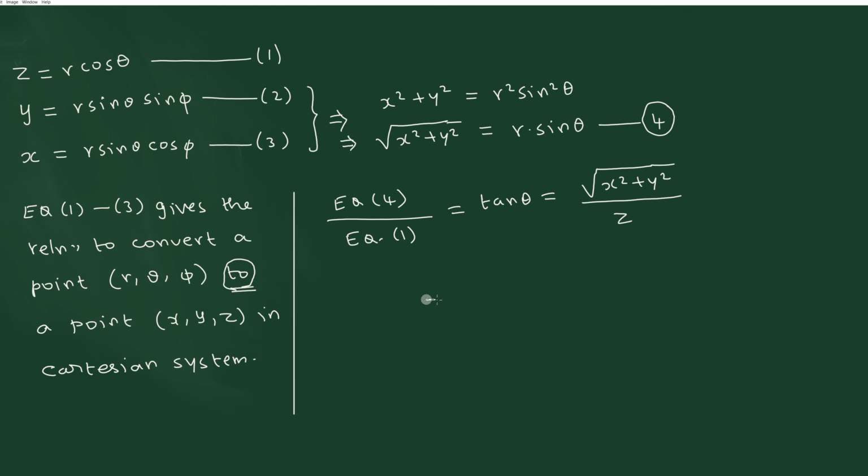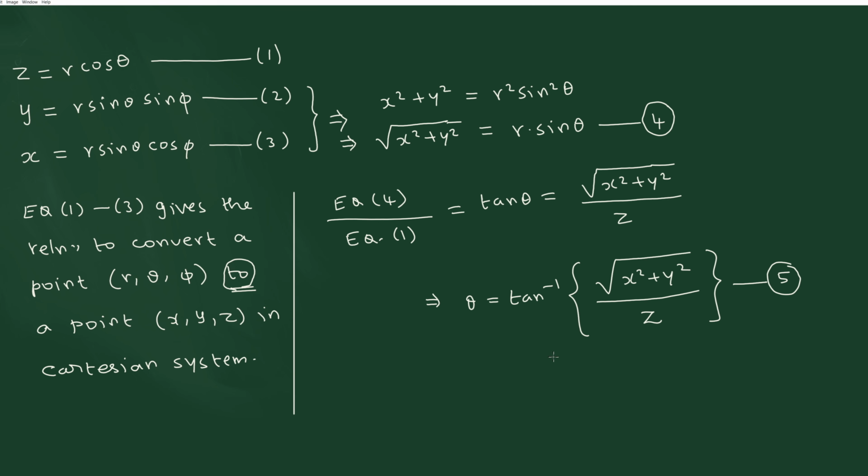So that gives you theta equal to tan inverse of... So this will be equation number 5. Equation number 5 is the one that is required for doing the reverse conversion. Okay, so let us complete this, then we will write down the conclusion. So equation number 5 we got like this.